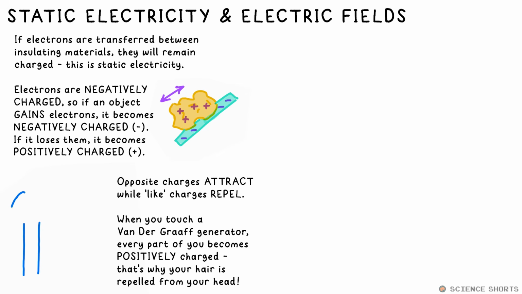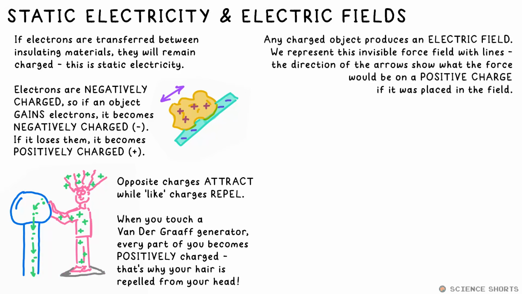If you touch a Van de Graaff generator, electrons are taken from every part of your body, including your hair, leaving all of you positively charged. Your positive head repels your positive hairs, and the hairs also repel each other too. Now, if you see a question that says a Van de Graaff generator makes you negatively charged, that's not really true, but it doesn't really matter. You'd still end up with the same result because every part of you would have the same charge.